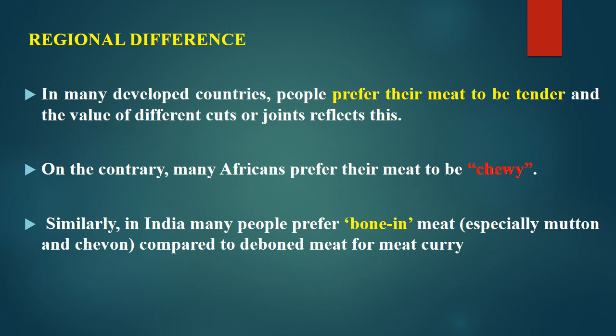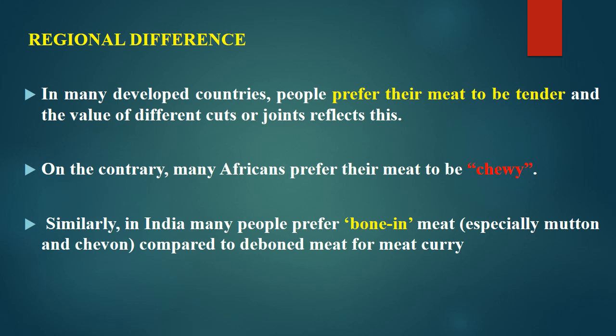Here we will briefly see the regional differences in eating quality or preference. In many developed countries, people prefer their meat to be tender, and the value of different cuts or joints reflects this. So in developed countries, some specific cuts have very high demand and value, because they are more tender. On the contrary, many Africans prefer their meat to be chewy, meaning they don't prefer it if it is very soft and tender.